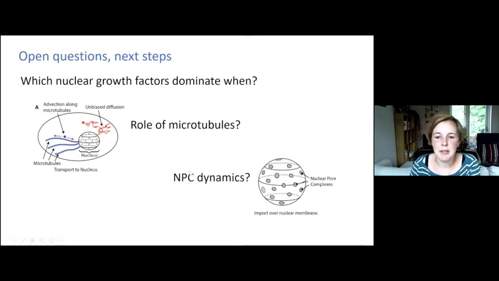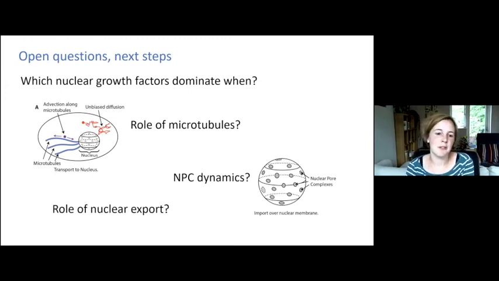Maybe the dynamics of the nuclear pore complexes could be more involved than we think, and maybe that explains why the very large nuclei don't grow as quickly as the model would suggest. Right? And there might also be effects of nuclear export. So these are all things that we've only started to look at recently, and that will probably lead to a refinement of this model. And I'm going to stop here, and I'm happy to take any questions.